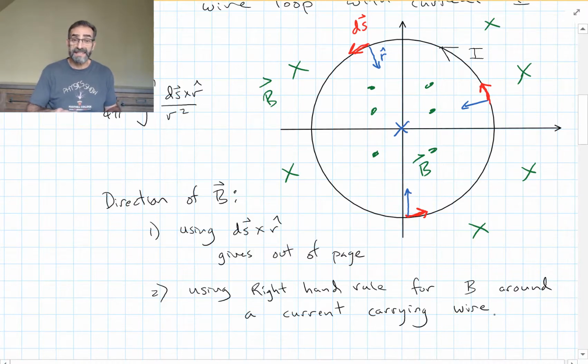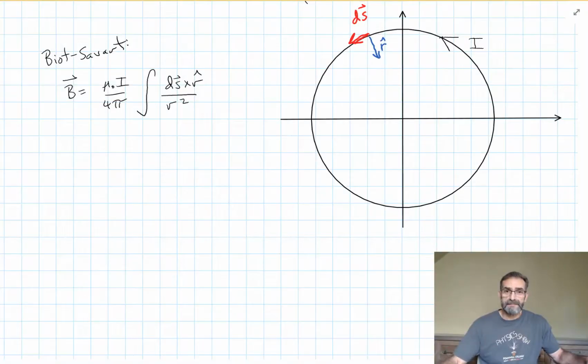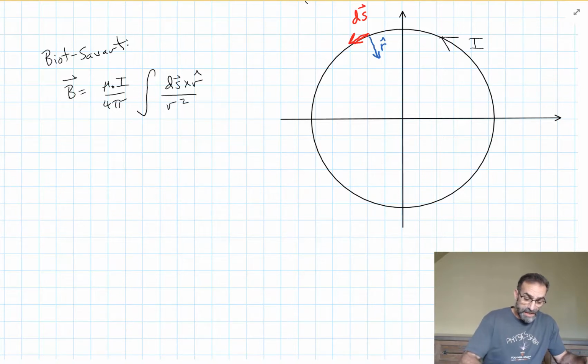So either technique gives us the right answer if we do it correctly. ds cross r hat, we know there's a cross product in this equation, we can use that. Or we can use our trusty right-hand rule for finding the direction of the magnetic field that encircles a current-carrying wire. Now let's take a look at finding the magnetic field using Biot-Savart Law. Let's start with ds cross r hat.